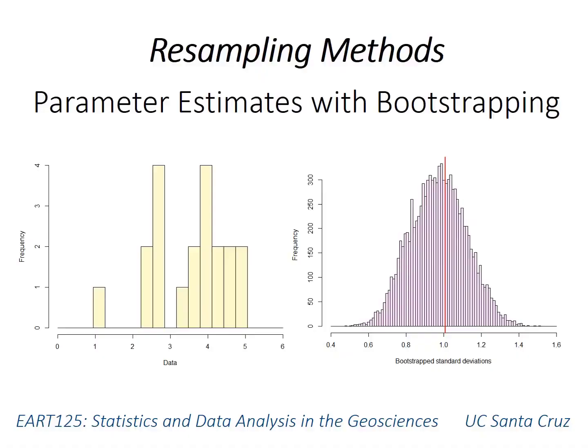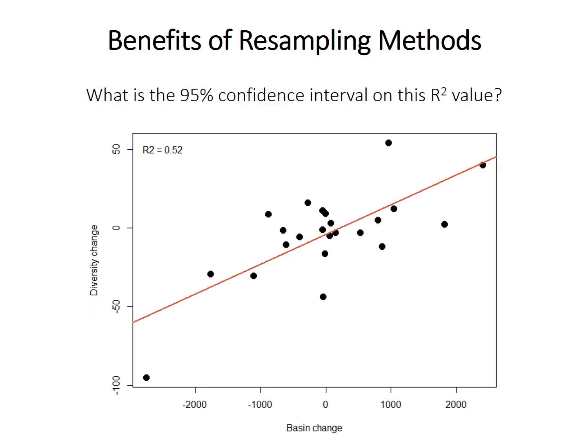This video is the first introducing a very powerful group of techniques called resampling methods, which includes something called bootstrapping. So first we'll focus on using bootstrapping and these methods to estimate uncertainty, like confidence intervals, on a single parameter. So let's start with a motivating question like this one. What is the 95% confidence interval on this r-squared value? We calculated that r-squared was 0.52, but what's the uncertainty? There isn't a standard calculation for this, but we can use a resampling method to get this information.